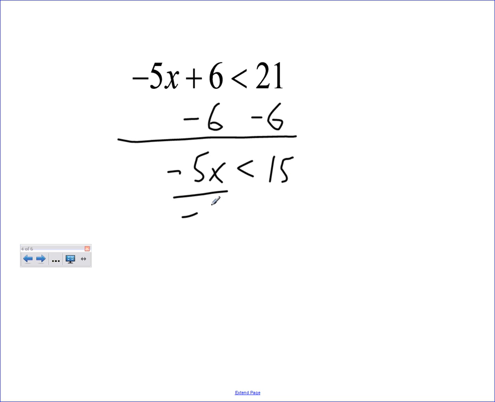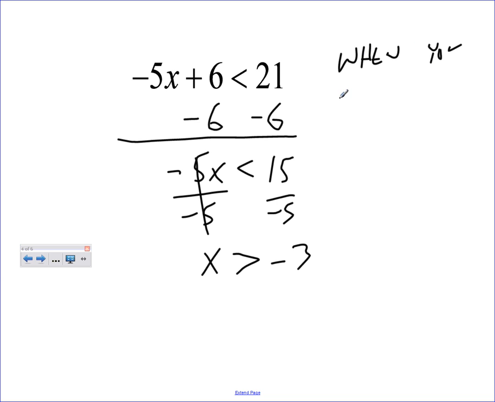I'm going to divide by negative 5. I'm going to divide by negative 5. On this side, I get x equals negative 3. Whenever we multiply or divide by a negative number within an inequality, we need to change the direction of the inequality sign. So where before it was less than, it now becomes x is greater than negative 3. I'm going to write that here because it's important.